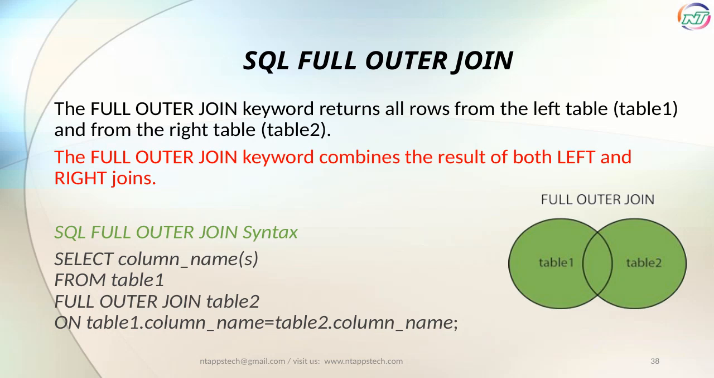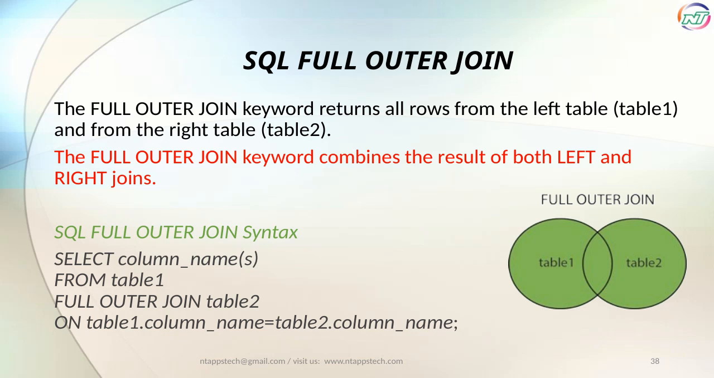The full outer join returns every row from both tables, matching them where possible, and including all rows even if there's no corresponding match in the other table. This means it combines the results of both left and right joins. The syntax for this join is straightforward.